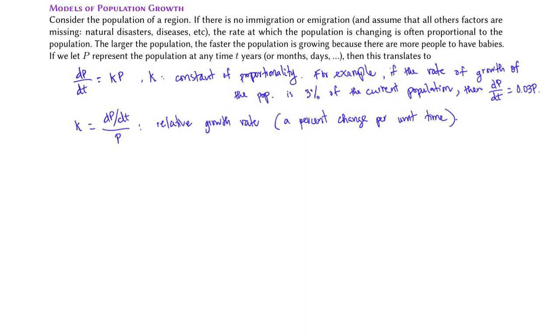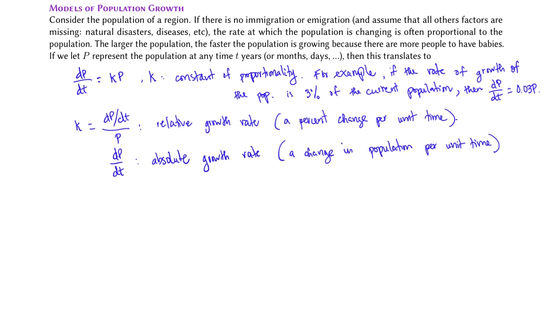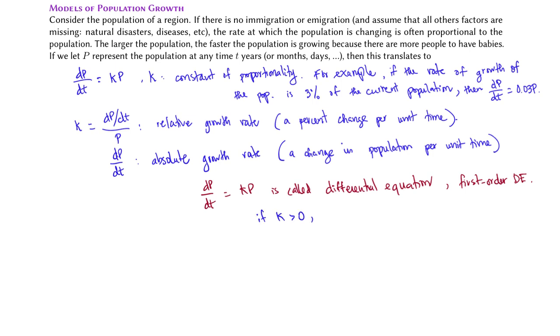The expression dP over dt, which is the derivative, the rate of change, is called the absolute growth rate, or the change in the population per unit time. It is the derivative of P with respect to t. dP over dt equals kP is called the differential equation, and since this is the first derivative, it is known as the first order differential equation. Note that in this case, dP over dt is not necessarily a function of t. It is not necessarily in terms of t.